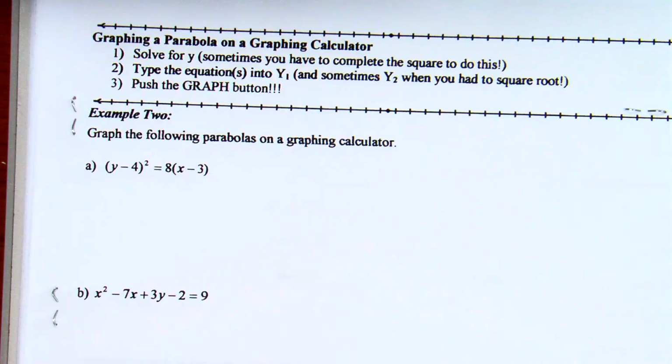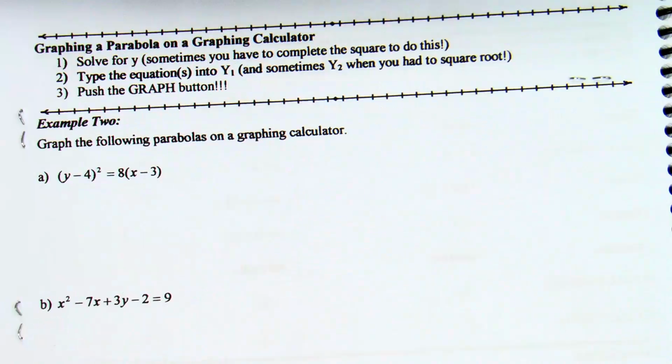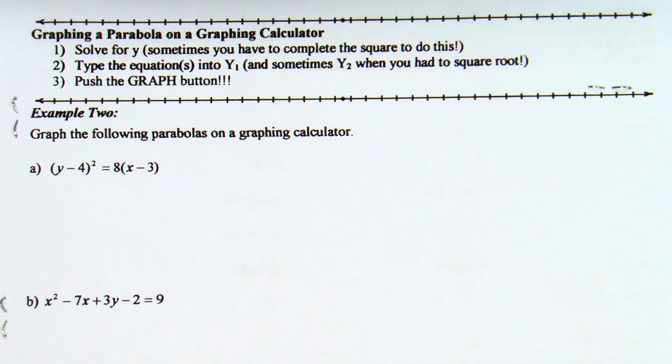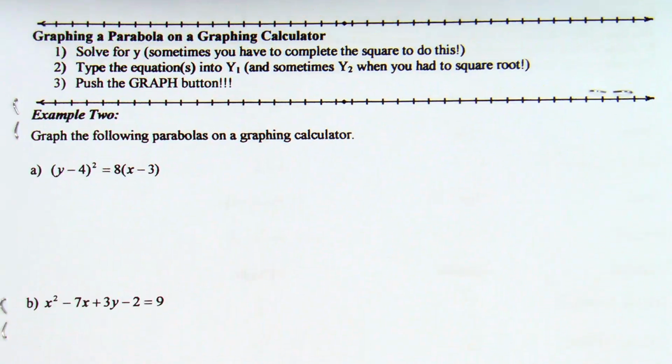The back side is officially calculator because if you notice what it says, graphing a parabola on a graphing calculator. What has to be true to graph something on your calculator? It has to be y equals. That is the challenge here. You're going to solve for y. Notice the little hint. Sometimes you might have to complete the square. You're going to type the equations into y1 and sometimes also y2, because remember when we take a square root, there's a plus or minus, and then you graph it.